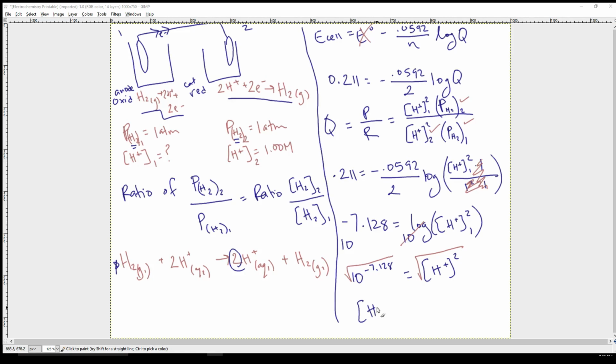And this will get you your answer: 2.73 times 10 to the negative 4 molarity. Wow, that was long for this unit. You're going to have to practice this.